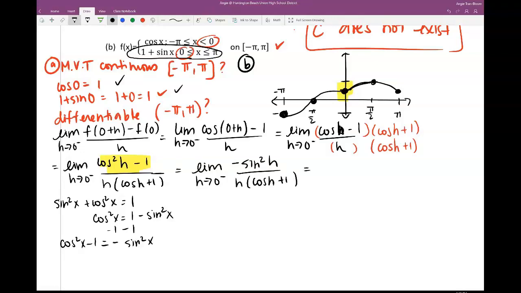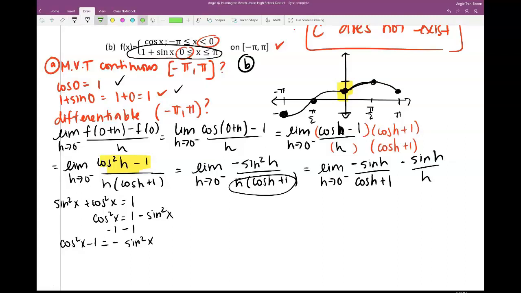Then from here, I would manipulate some more. I'm going to break that sine square into 2 pieces. So h approaches 0, I'm going to do negative sine of h times sine of h, all over. This bottom, I can break into two pieces because it's multiplication. So that's cosine of h plus 1, and then times h. Well, if you remember correctly, the limit as h approaches 0 of sine of h over h is actually 1.